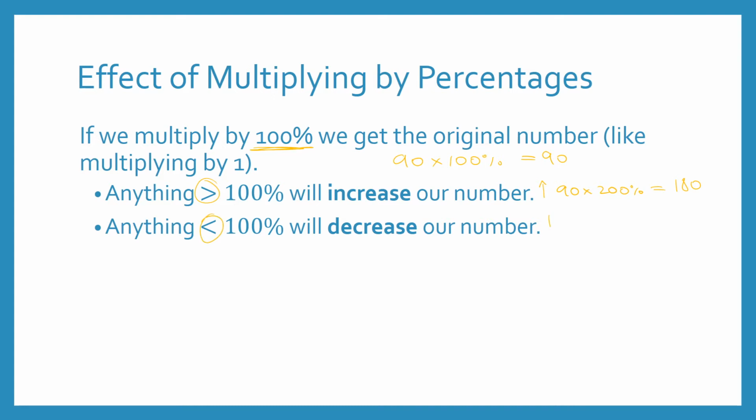Similarly, if we times by a number less than 100%, so we had 90 and we times by 50%, which is less than 100%, we're going to end up decreasing our number. So we go from 90 down to 45.